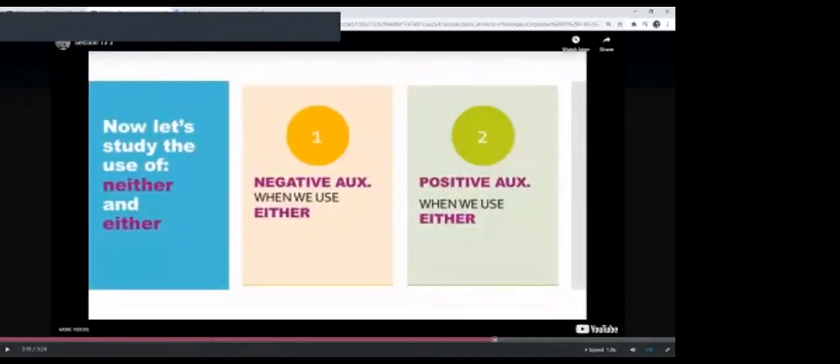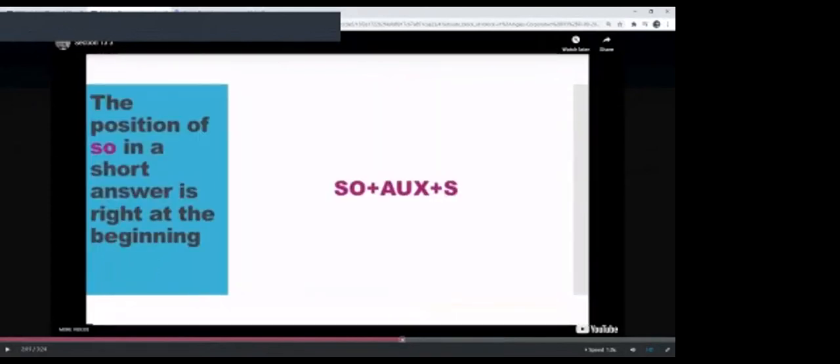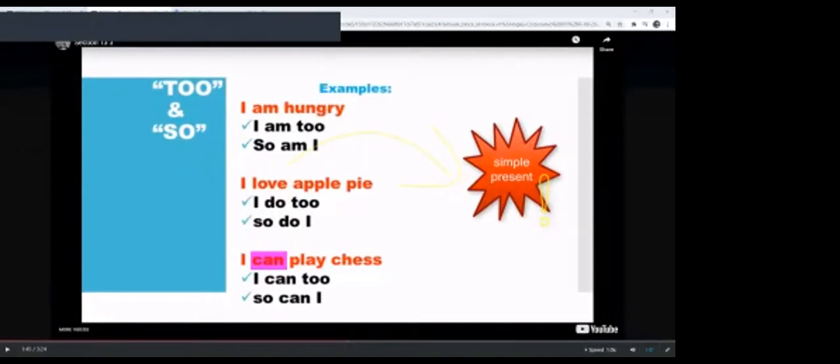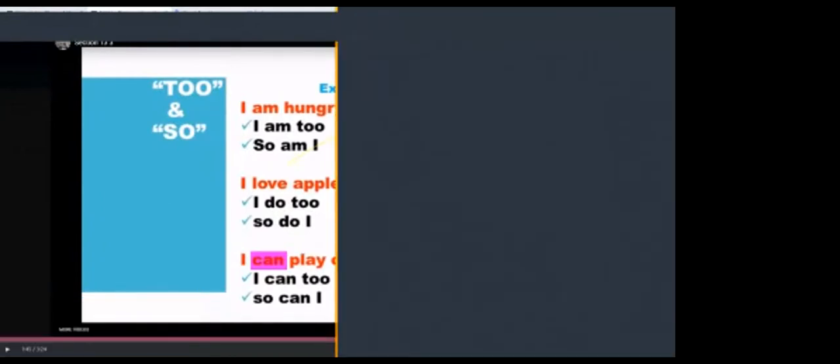So, too, neither, either. When do we use them? In the negative, use either. We use them to agree or disagree, right? To say that we are on the same page. For example, I am hungry, and it says, I am too. So am I. We're saying that we are on the same page. If I tell you right now, I'm tired, you say, so am I, or I am too. Excellent, very good.